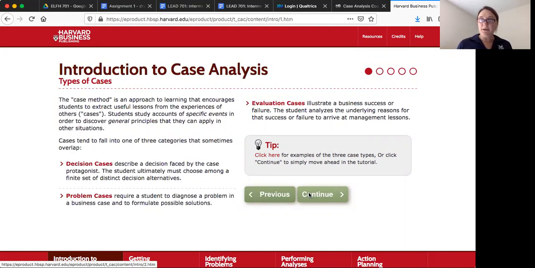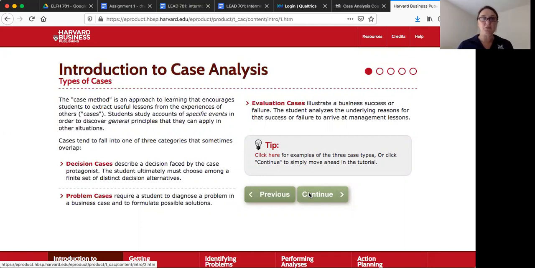The second one is a problem case. As you probably read and recognize, you're going to be presented with a problem and you're going to have to come up with solutions. So in this type of case, usually you will not be provided A, B, or C. You're going to come up with A, B, or C as your solution options. You're going to formulate those solutions yourself.